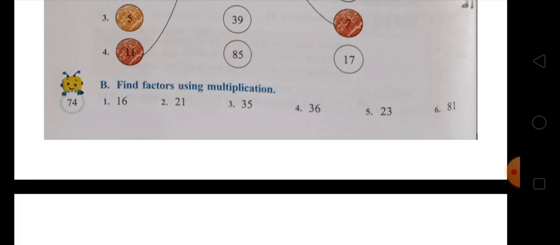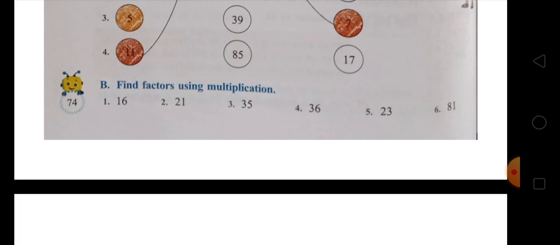Okay. Now the next question is 35. We have to find the factors of 35. If we write 35 in multiplication form, there will be 1 multiply 35 equal 35. Now 5 multiply 7 equal 35. Okay. So the factors of 35 will be 1, 5, 7 and 35.